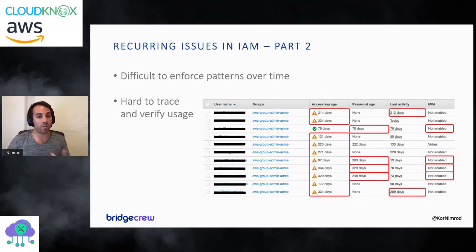One is that it's difficult to enforce patterns over time. You'll have to manually go through the user list and find, I would say, the people who are out of line, or the resources that are misconfigured. But it's also hard to trace and verify usage. It could be that a person was using this account a lot for a year and has since stopped, but we won't know it unless we check, and we have to check it per user, per role, per entity in IAM.